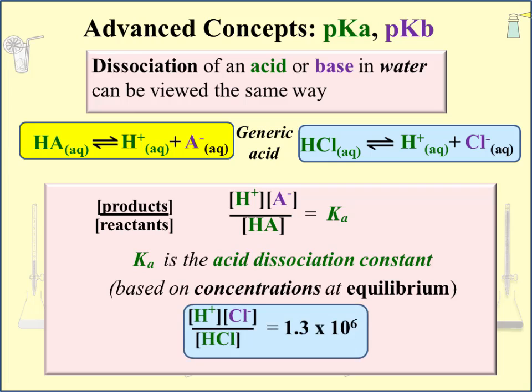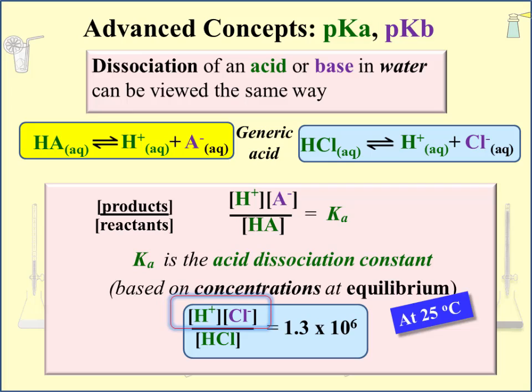Like for HCl. In water, at equilibrium, the ratio of concentrations comes to a value of 1.3 times 10 to the positive 6. That number is only completely true for a specific temperature, so Ka's come with the temperature. Usually a Ka is given at 25 degrees Celsius. Since this Ka is larger than 1, a lot larger, the numerator is larger than the denominator.